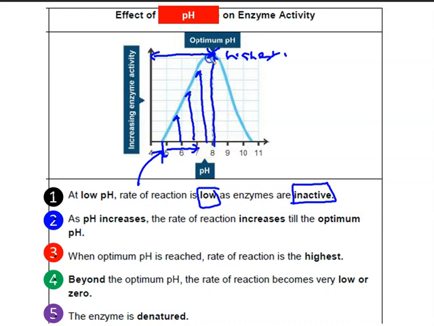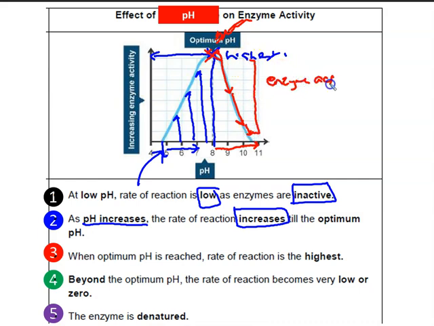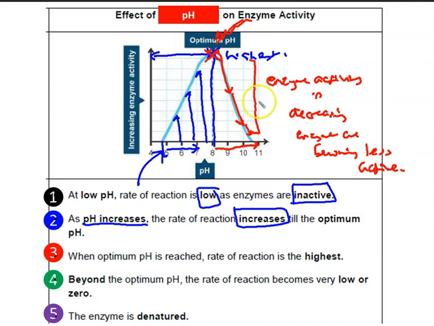So that means that as pH increases, the rate of reaction increases only until this point here. Because you notice that when the pH increases after 8, does the graph go up or does the graph go down? Good. The graph doesn't go up, it actually goes down. That means this part here, enzyme activity is decreasing. The enzymes are becoming less active, until they have 0 activity.